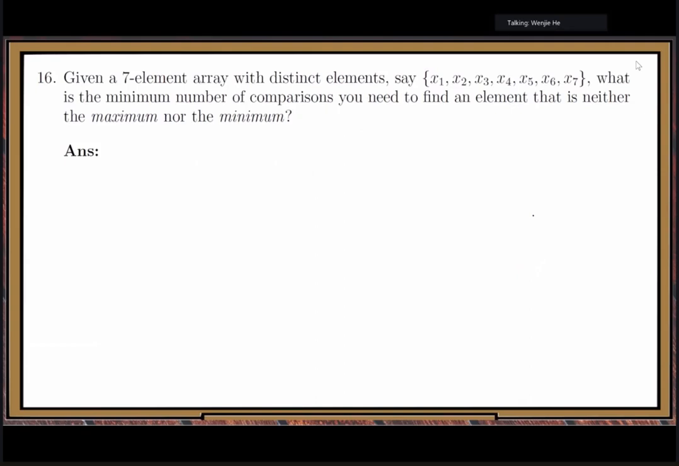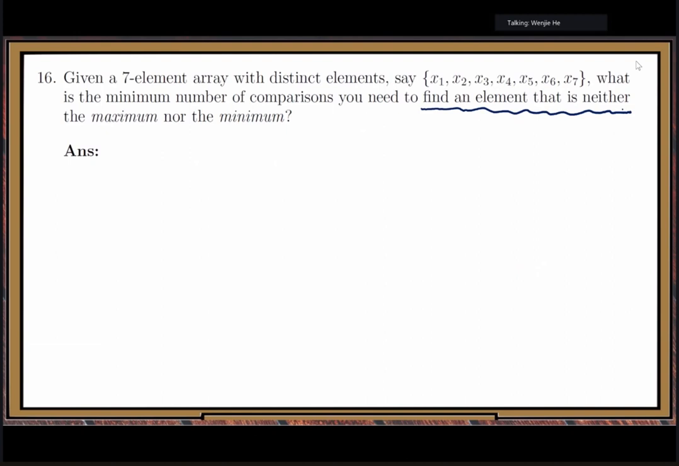Look at the question. Given a 7-element array with distinct elements, what is the minimum number of comparisons you need to find one element that is neither the maximum nor minimum? That's the condition. We only need to find one such element that satisfies this condition.